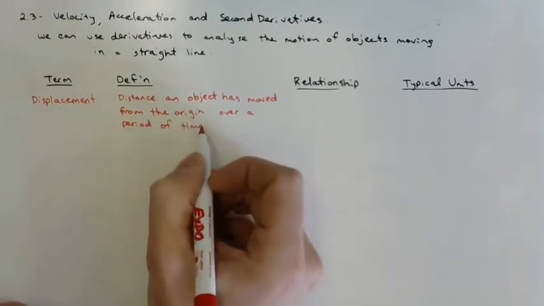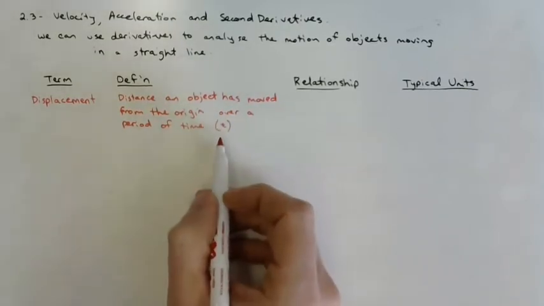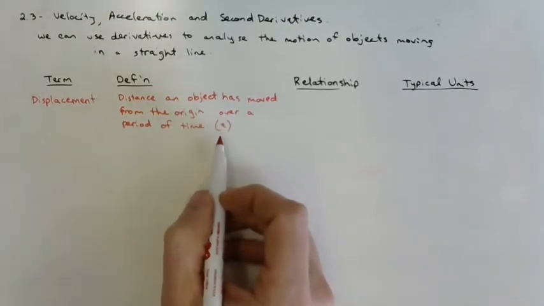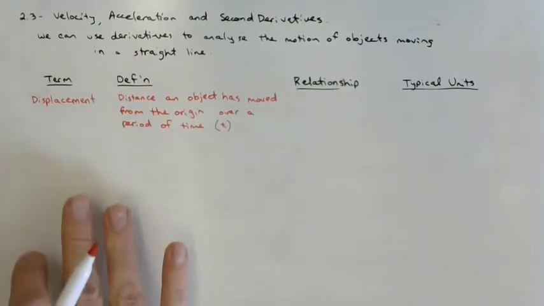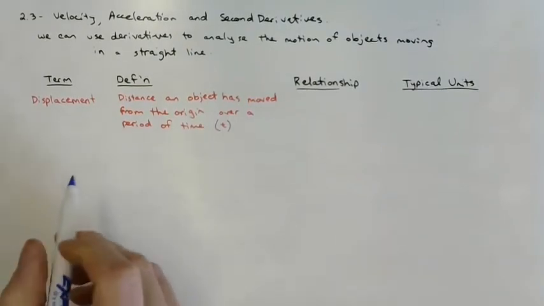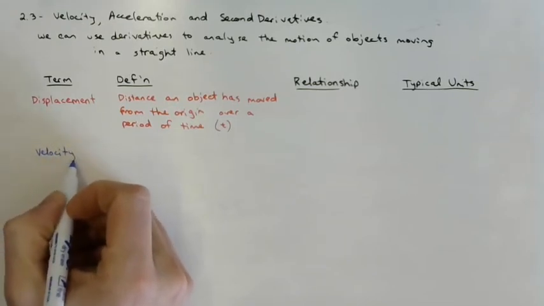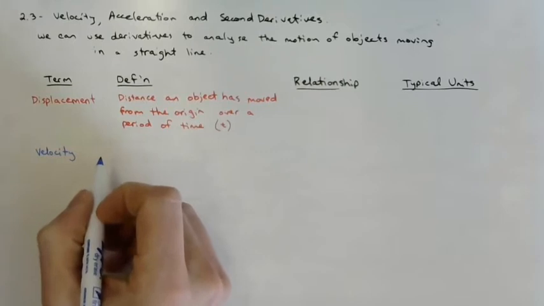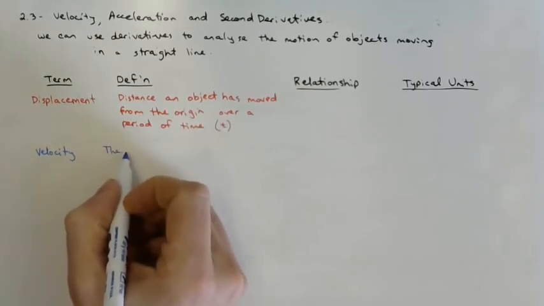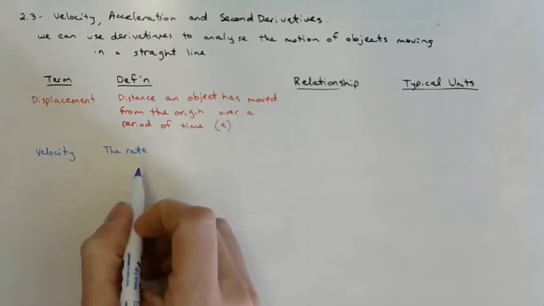So like I said, we're on a timeline, with time measured using the variable t. Okay, we're going to do our other terms first, and then we're going to work through the relationship part. So our next term is velocity. Velocity is kind of a fancy word for speed, but it's a little bit different.